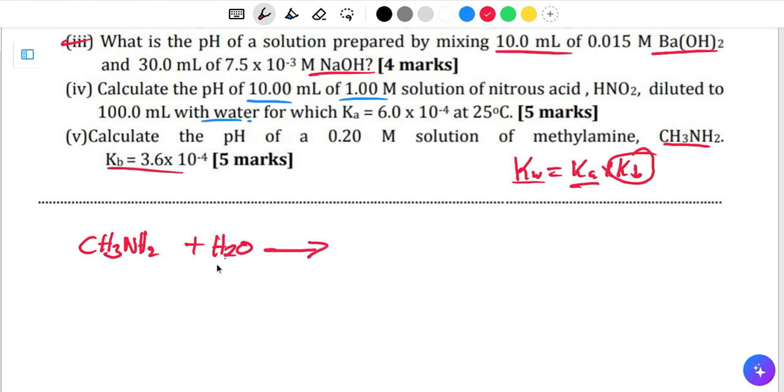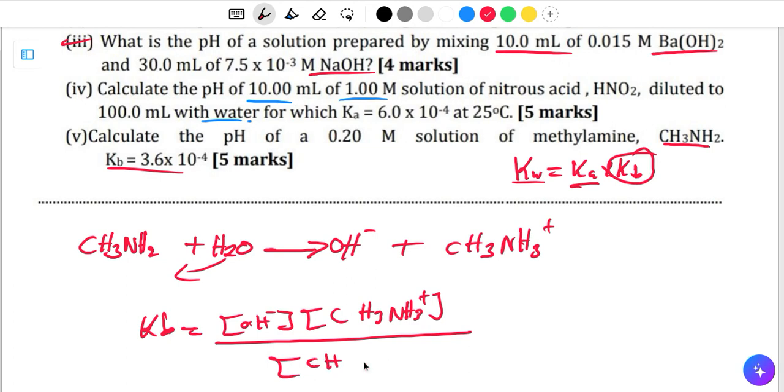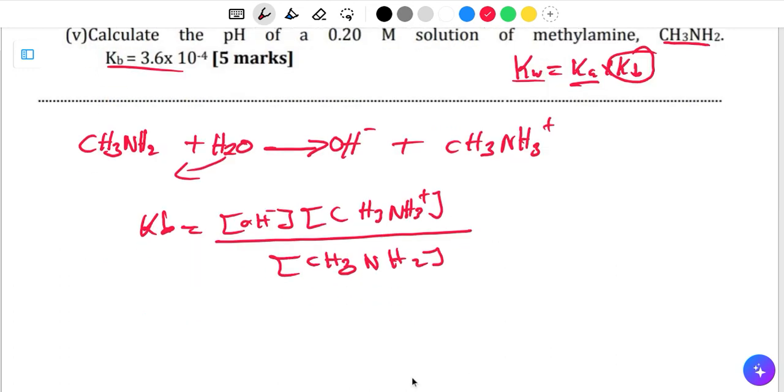So this one is going to donate 1 hydrogen, so it's acting as an acid. Then we can have something like this, and then here we are going to have H3O+. So this is what we have. The expression of Kb is going to be equal to the hydroxide ions times the methylamine ion, which has a positive charge now because it has gained 1 proton, divided by the methylamine. Here you don't include water because water is a liquid. For a liquid we just ignore it, or we just consider it to be 1. So we don't focus much on that.